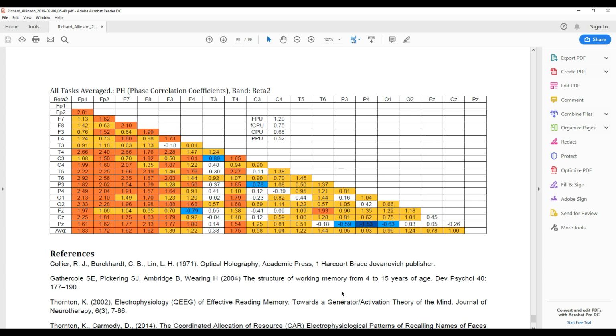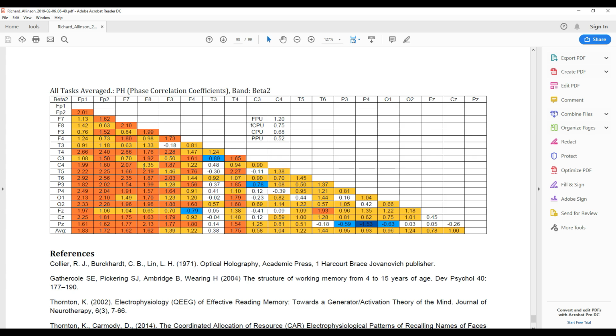If you go to the end of the report, there's a section here that averages all the tasks, excluding the eyes closed task, for all the variables. So on the screen here, we have phase beta 2, and we have the average standard deviation across all the cognitive activation tasks. So for example, FP1, FP2, phase beta 2, 32 to 64 Hertz. The subject's value is about 2 standard deviations above the norm.